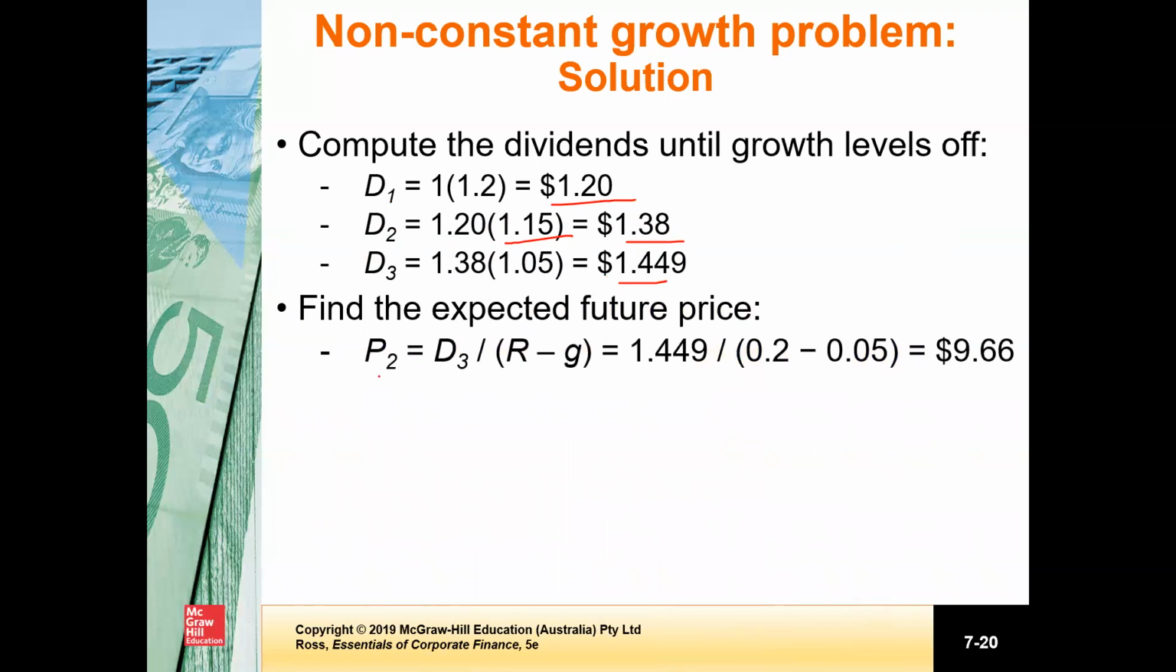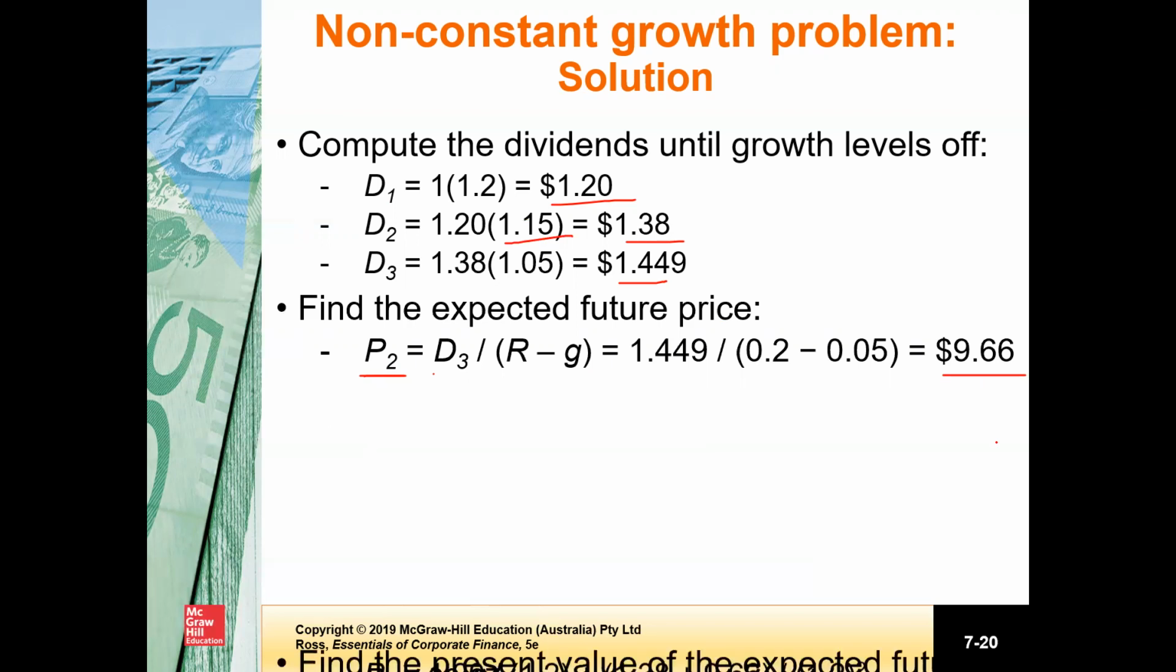Okay. Now, how do we find out the future price? Look at this. First, we find out what should be the price at the end of year 2. Why? Because at the end of year 2, that means from year 3 onwards, it becomes a constant growth model. So at the end of year 2, the price P2 depends on D3 divided by R minus G. So at the end of year 2, the price should be 9.66.